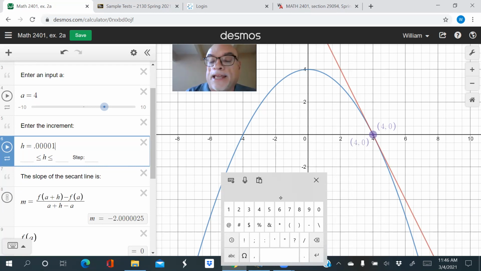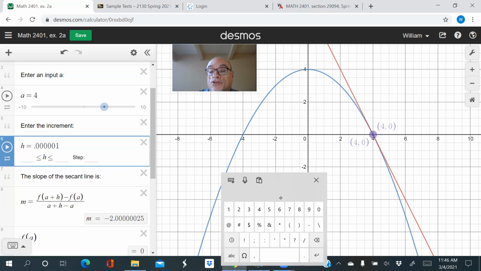I can keep making this increment smaller and smaller, but I can already visualize what's happening, correct? As I keep making the increment smaller and smaller, the slope of this secant line is getting closer and closer to the tangent line. This slope is getting closer and closer to -2. So the limiting value here, if I continue this process, has got to be -2.